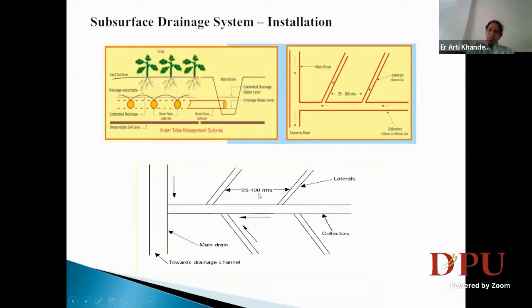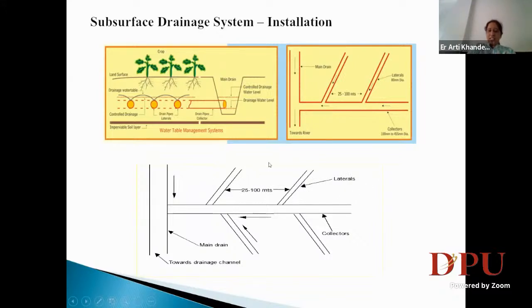As per that, we decided the spacing of the laterals as 25 meters to 100 meters. If more land is damaged and the water level is much affected, then we provide the laterals nearer, at 30 meters or 50 meters. Otherwise, we provide a lateral every 100 meters.